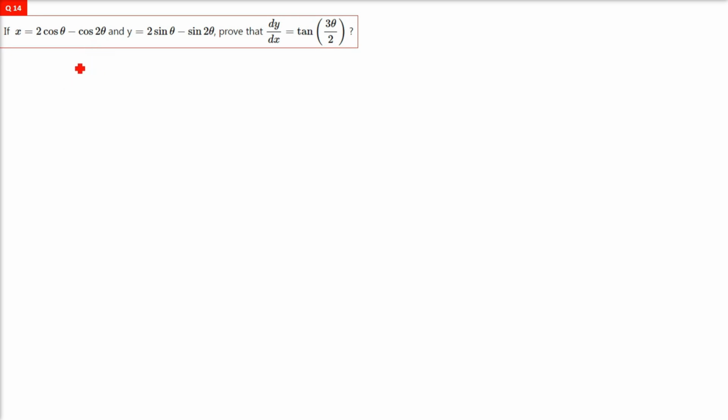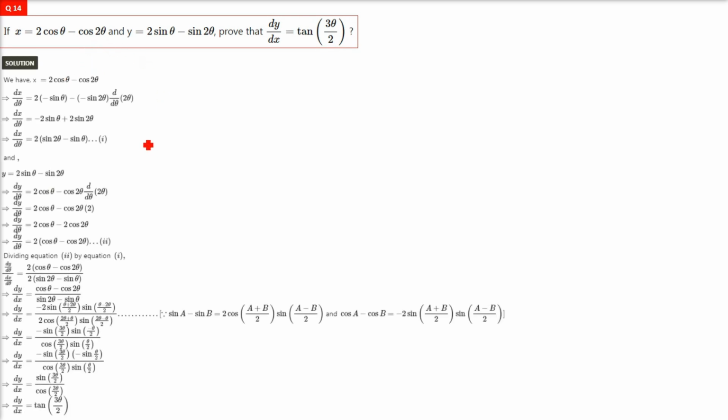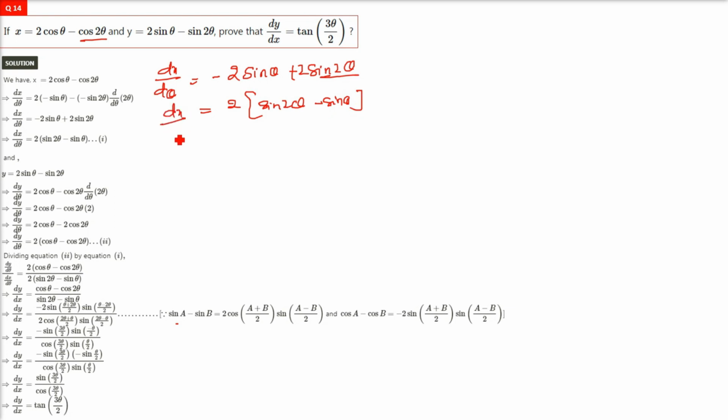Let us do this one. So sin and cos is involved. So there will be a formula that we will be employing just now. I'll just tell you about that. So dx by d theta: derivative of 2 cos theta is minus sin theta, and of minus cos 2 theta is plus sin 2 theta, since minus minus becomes plus. See, differentiation of 2 theta will be 2. So finally I can take 2 common from here, and you will get 2 times (sin 2 theta minus sin theta) as dx by d theta.